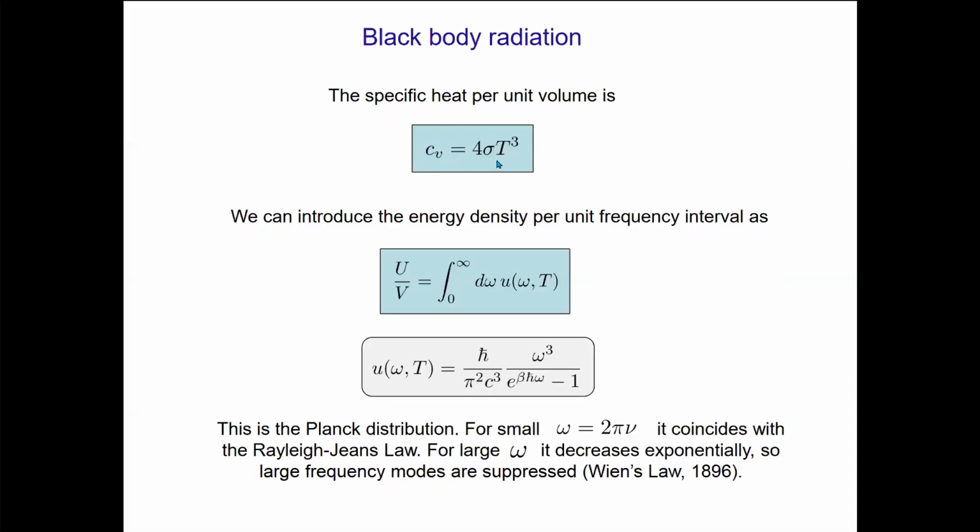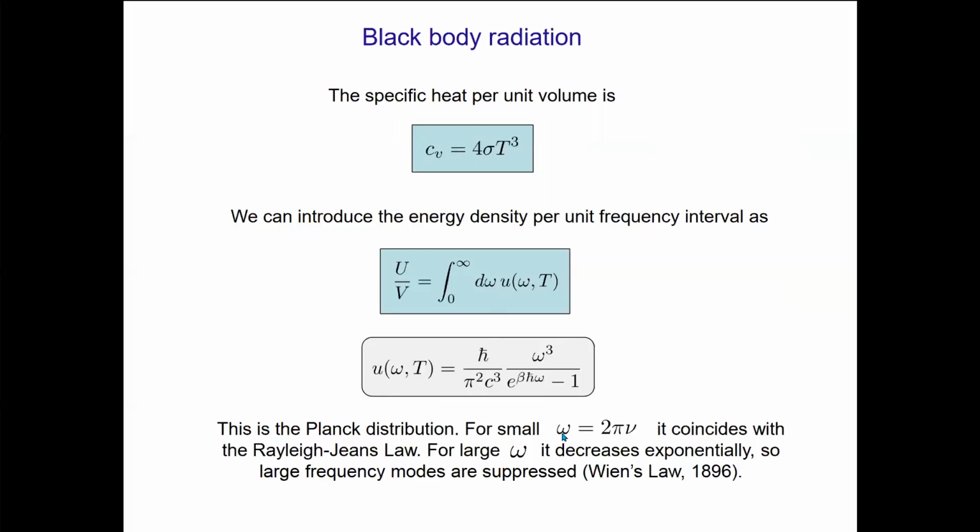As I said before, now we can introduce the energy density per unit frequency interval. The total energy has a contribution from all possible frequencies, so that's the integral over frequencies. This quantity is naturally called the spectral density, or the spectral energy density per unit frequency. And so this quantity becomes this, and this is the Planck distribution.